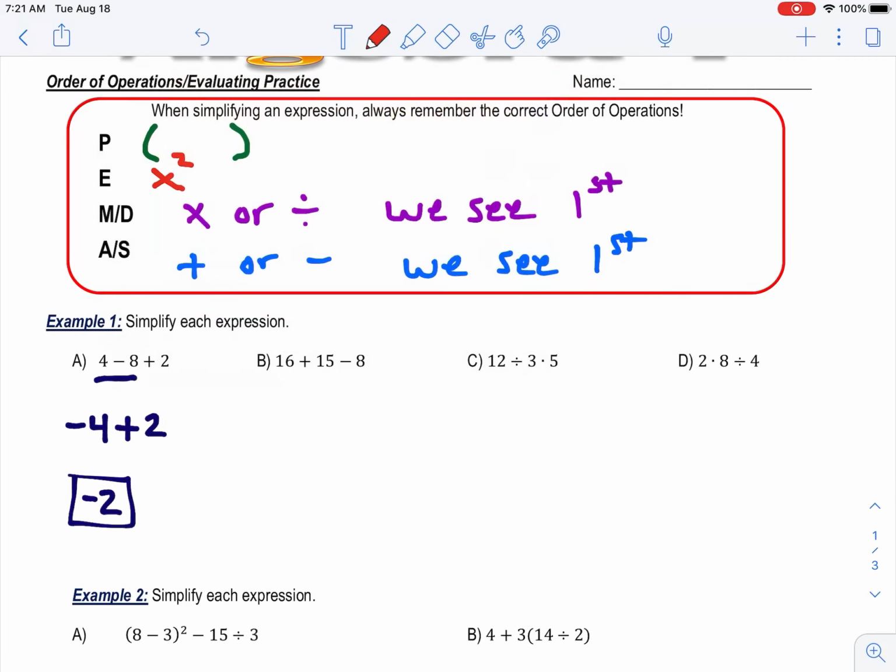All right, so again, I wrote it out. I went through steps to show what I could get. All right, in letter B, we've got plus and then minus. So 16 plus 15, again, it's adding and subtracting, so we're going to do whatever we see first. 16 plus 15 is 31, and then I have a minus 8. 31 minus 8 tells us 23.